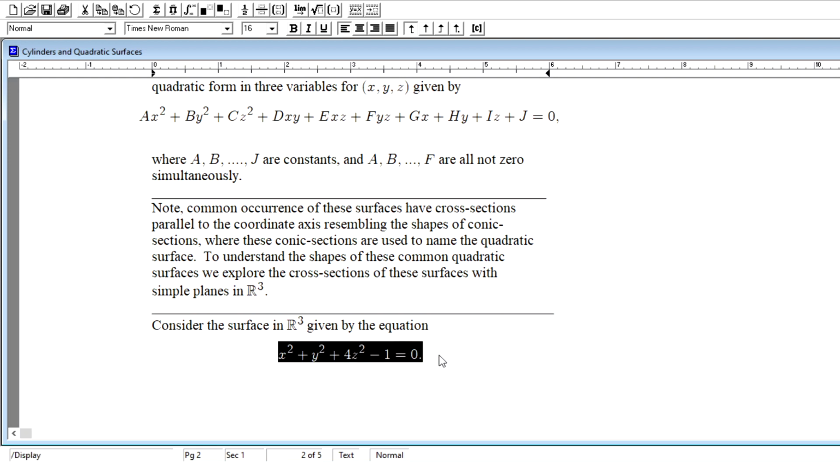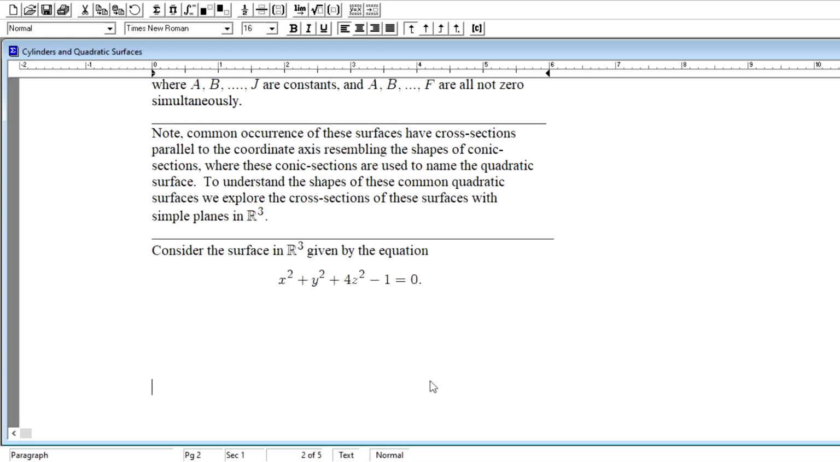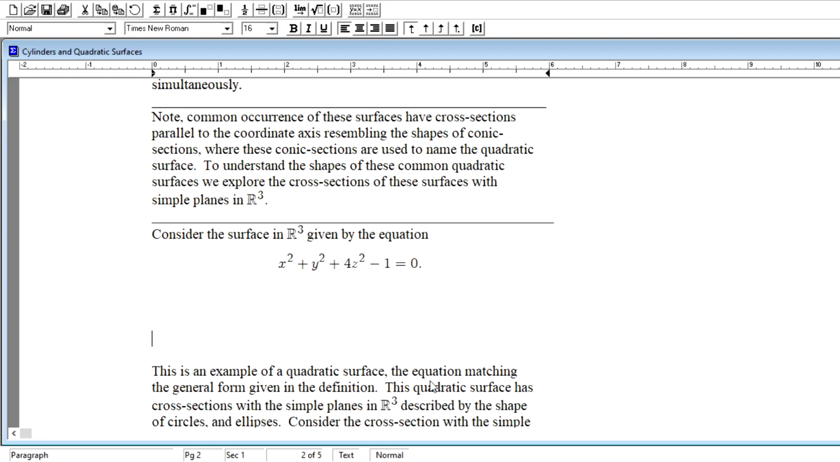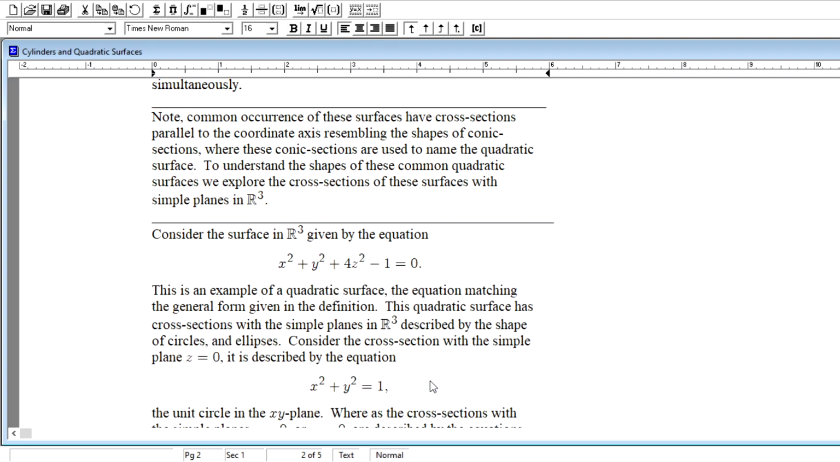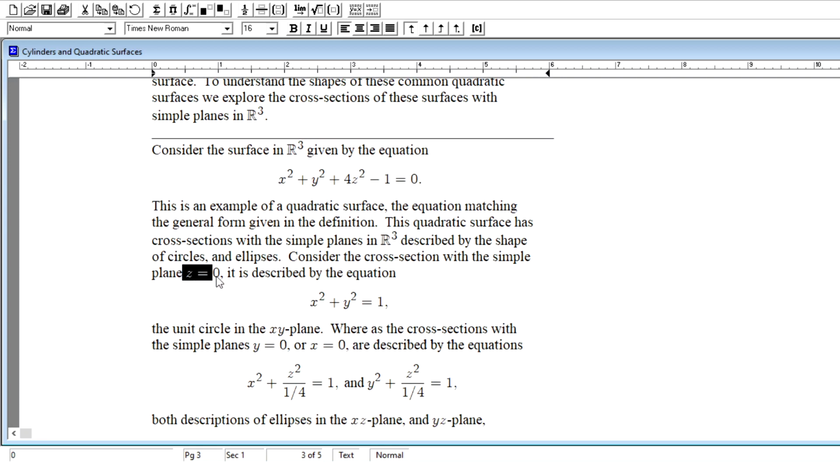And if we think about what that quadratic surface would resemble, we would start to think about what its cross sections with some of the simple planes would be. All right, now this is a quadratic surface, right, with the equation matching the general form in the definition given above. Now this quadratic surface has cross sections with simple planes described by the shapes of circles and ellipses. All right, how do I know they resemble circles and ellipses?